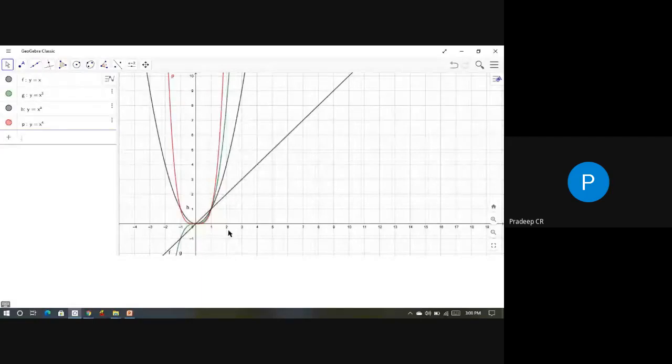What is happening is, you see, as I increase the power, the value of y at a given x is increasing. I'll just show you one example. Let us try to see here.